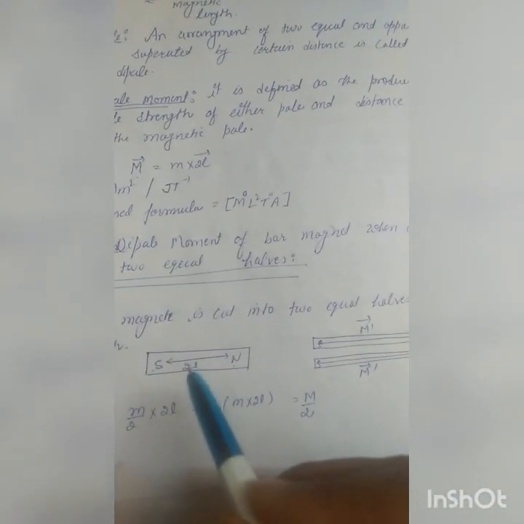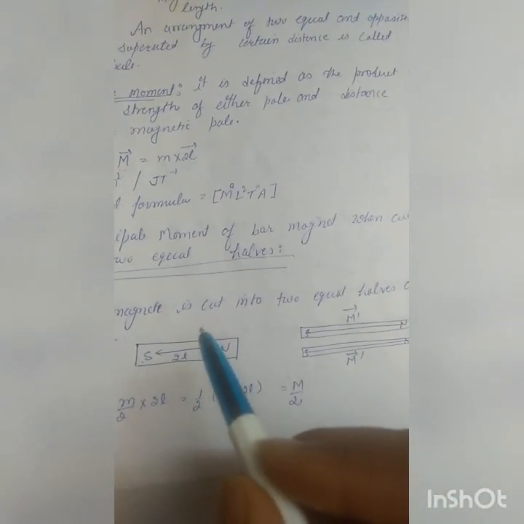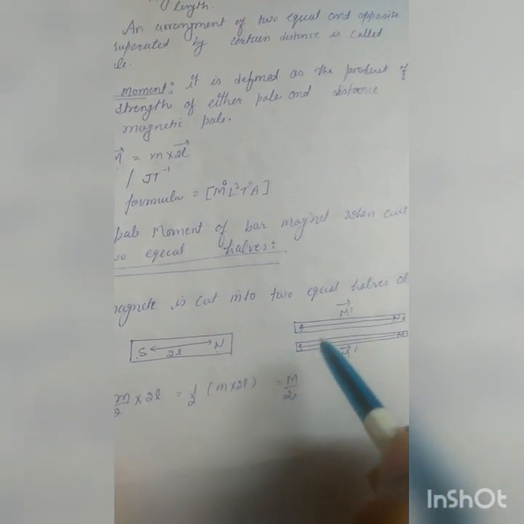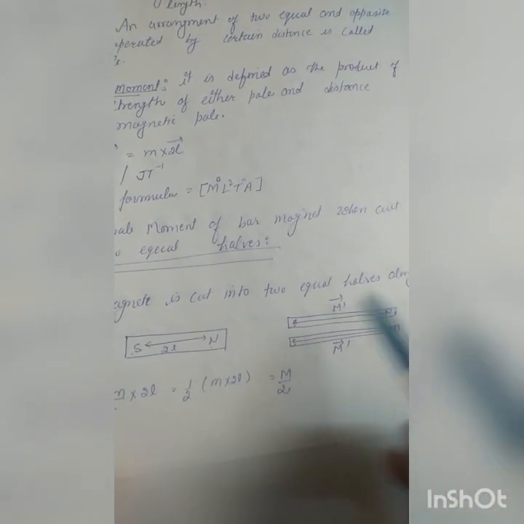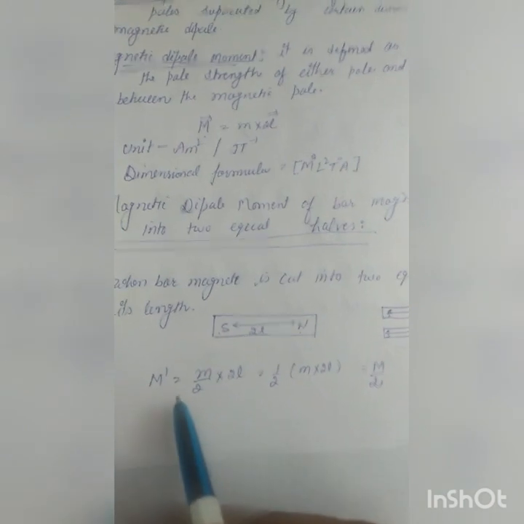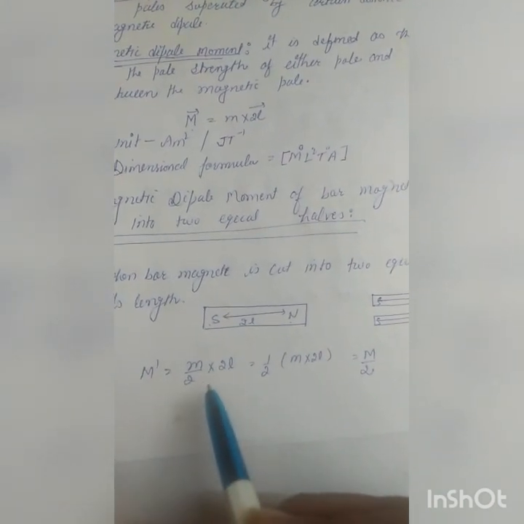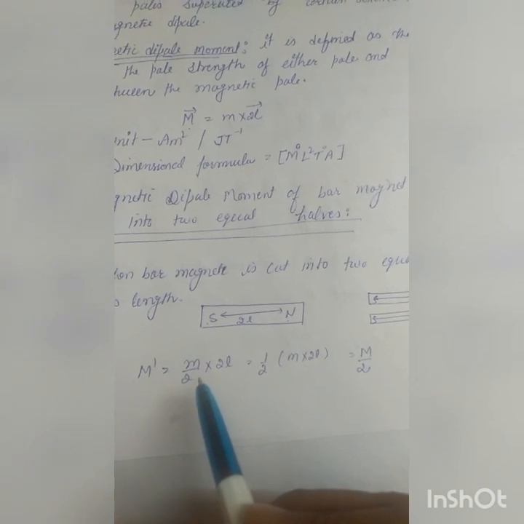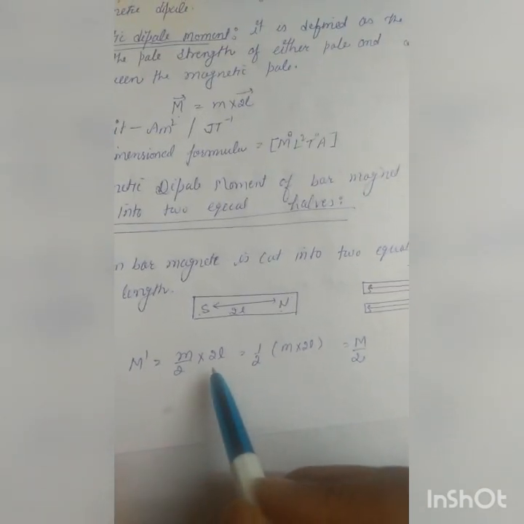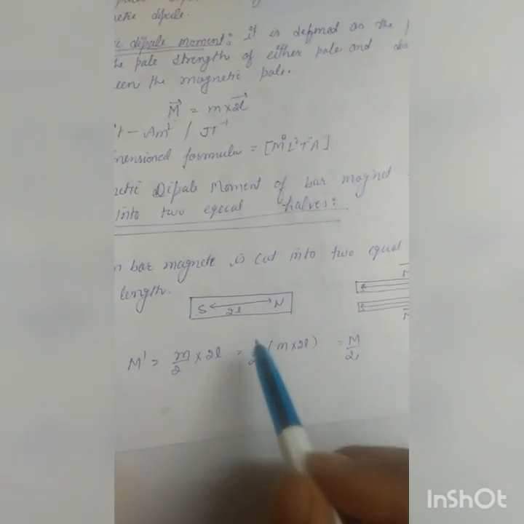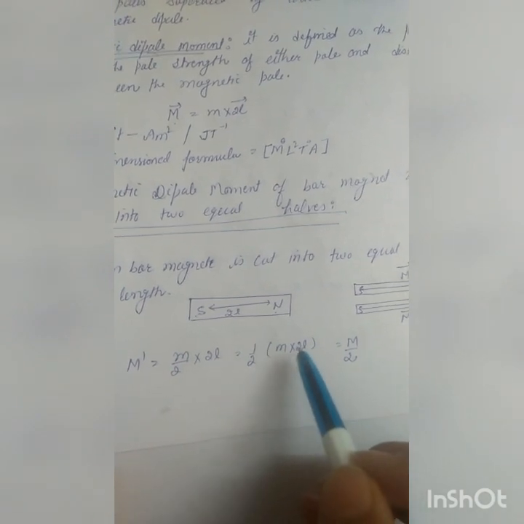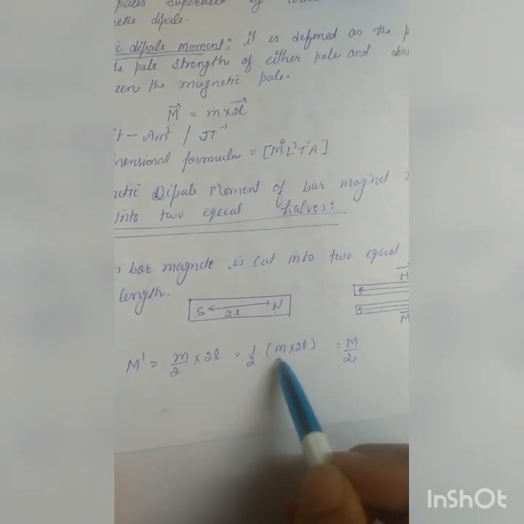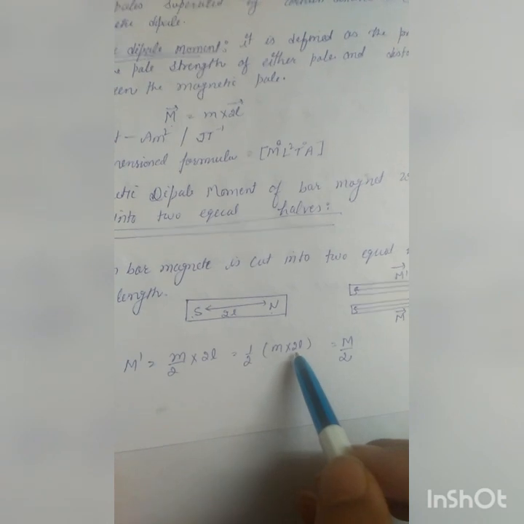The original dipole has the dipole moment capital M and the resulting dipole has the dipole moment M dash. So M dash is equal to M by 2, because the pole strength is reduced to half when it is cut along its length and the dipole length remains the same. So we get M dash equals half of M, that is, half the pole strength into the dipole length.